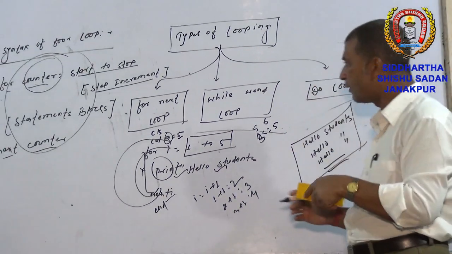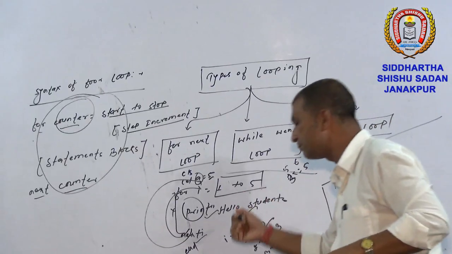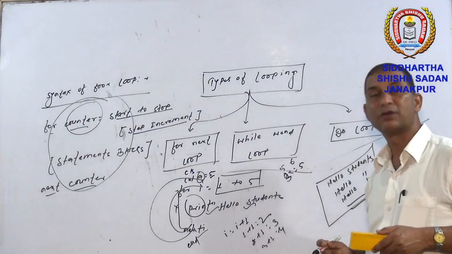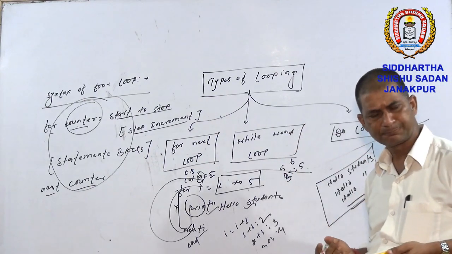This means this for loop is executing the same print statement 5 times because of the concept, the property, of the looping statement.